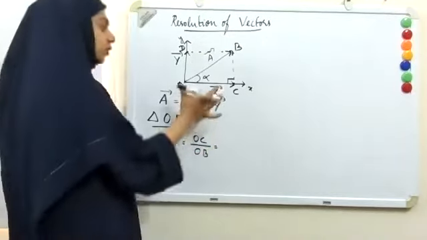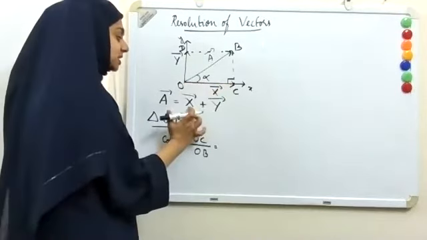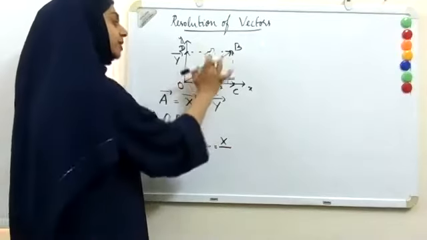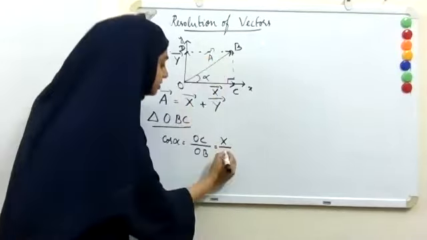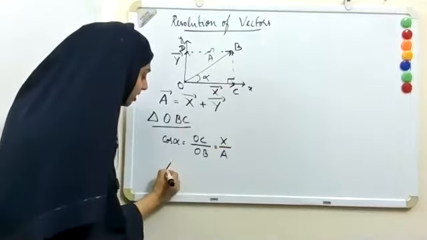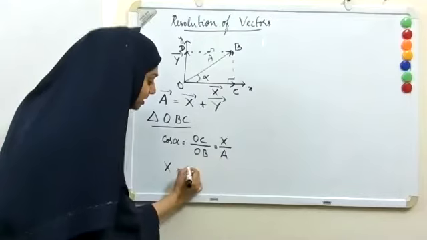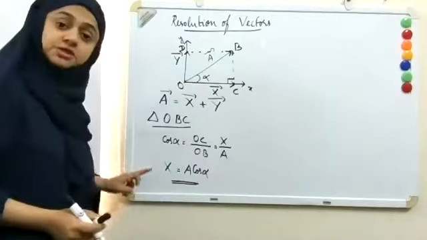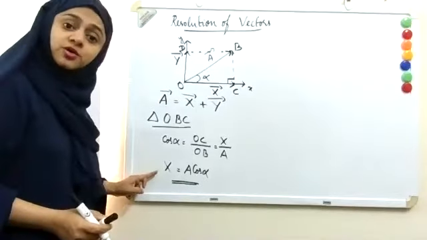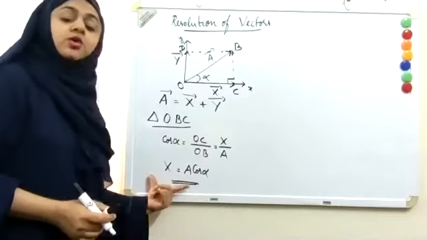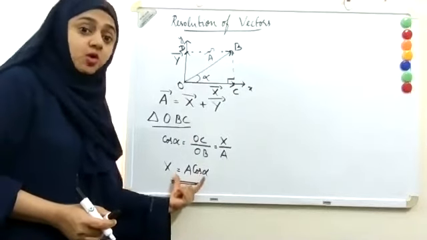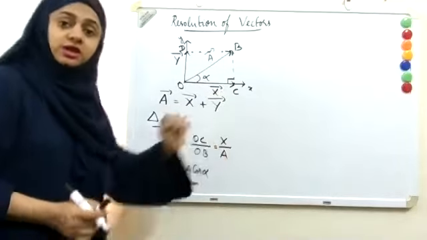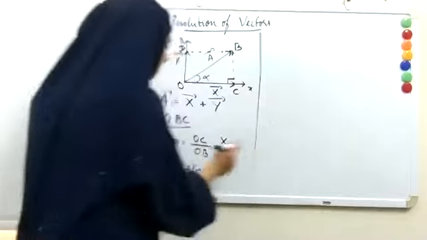So this is equal to OC, as you can see here, is x. So x divided by OB, you can see has magnitude A. So x by A, or the component x is equal to A times cos alpha. So this is how you can represent the horizontal component or the component in the x direction. Component in x direction is equal to A cos alpha, where A is the magnitude and alpha is the angle with the x-axis. Now let us consider the other component.